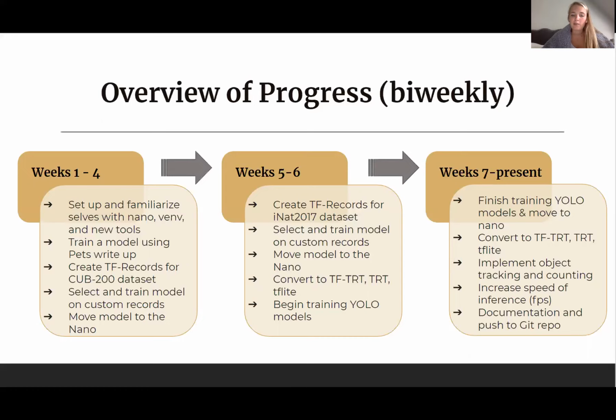In weeks 5 and 6, we followed a similar process to what we did on the Cub 200 dataset with the iNaturalist 2017 dataset. Once the models were trained on this dataset, we moved these over to the Nano, worked on converting to TF, TRT, and TF Lite formats, which are more compatible and more efficient on the Nano, and began training the You Only Look Once, or YOLO models. Weeks 7 through present, we finished training the YOLO models, moved them over to the Nano, converted them to TF, TRT, and TF Lite formats.